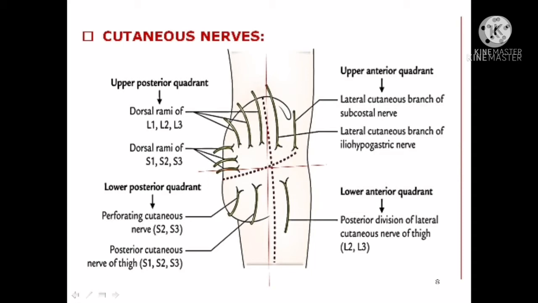The upper posterior quadrant is supplied by the dorsal or posterior primary rami of lumbar 1, 2, and 3. The dorsal or posterior rami of S1, S2, S3 also supply this particular quadrant. The lower posterior quadrant is supplied by the perforating cutaneous nerve, which arises from segments S2 and S3, and by the posterior cutaneous nerve of the thigh, which arises from segments S1, S2, and S3.